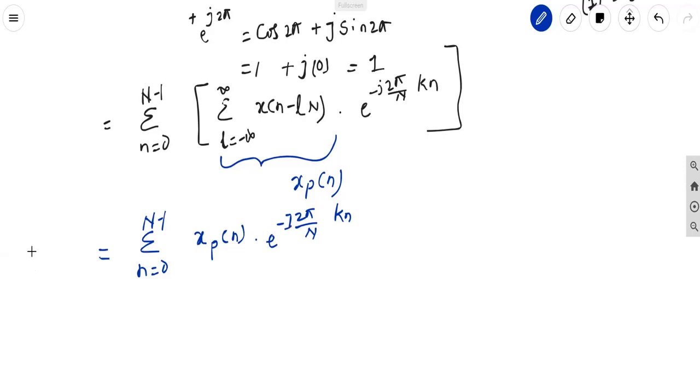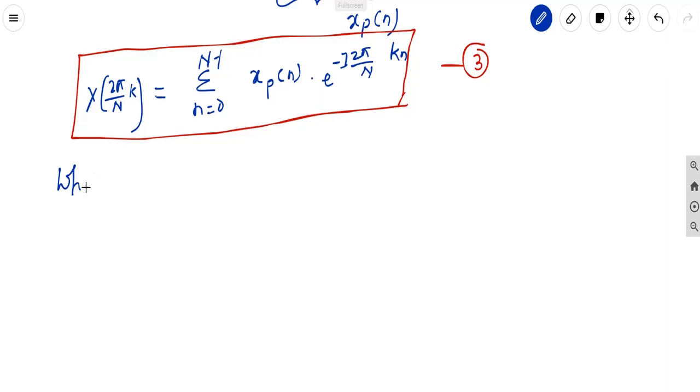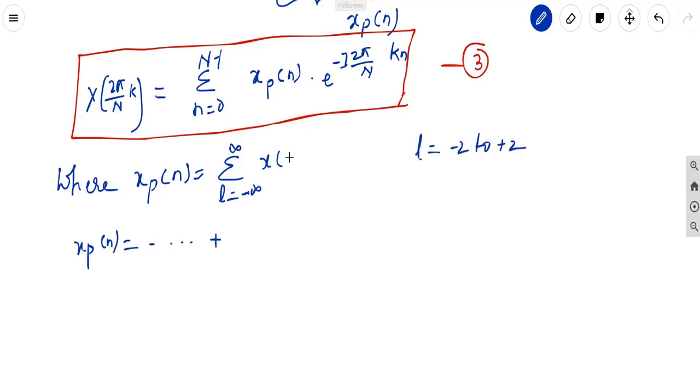So what is this equation? It is your DFT equation. Equation 3 is your DFT equation, where x p of n is equal to summation L is equal to minus infinity to plus infinity, x of n minus lN.